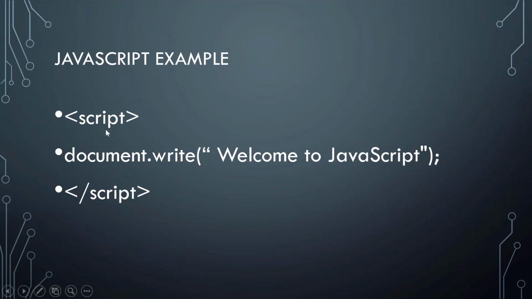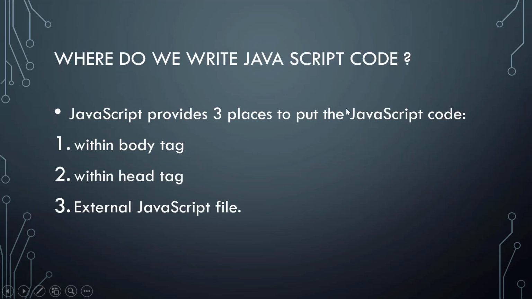Okay, and sometimes we write the script tag in the body tag as well, and sometimes we may write in a separate JavaScript file, that is a JS file. Okay, we'll see practically, guys, so that you'll understand how to do it. And where do we write JavaScript code? There are three places that we can write JavaScript code. So the first thing is within the body tag. As I said, you can write inside the body tag, or the head tag, which is the most widely used one. And the third one is an external JavaScript file.